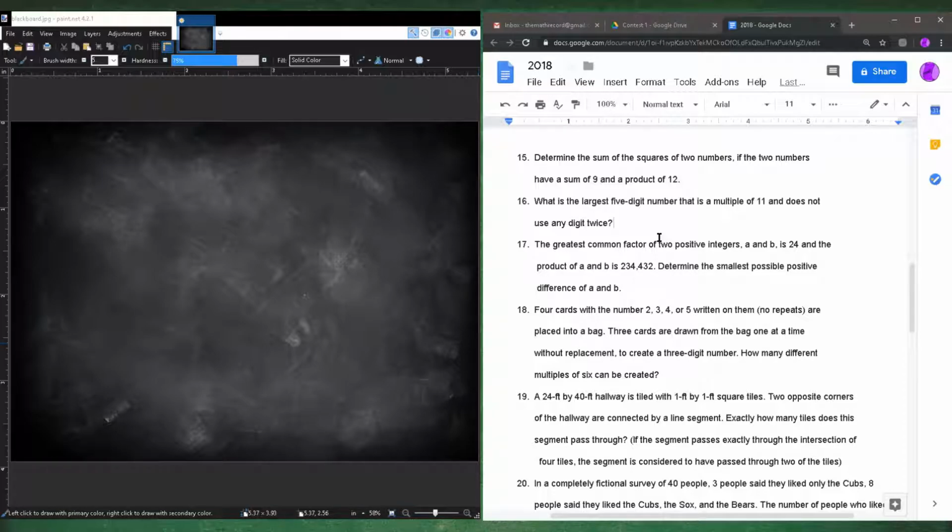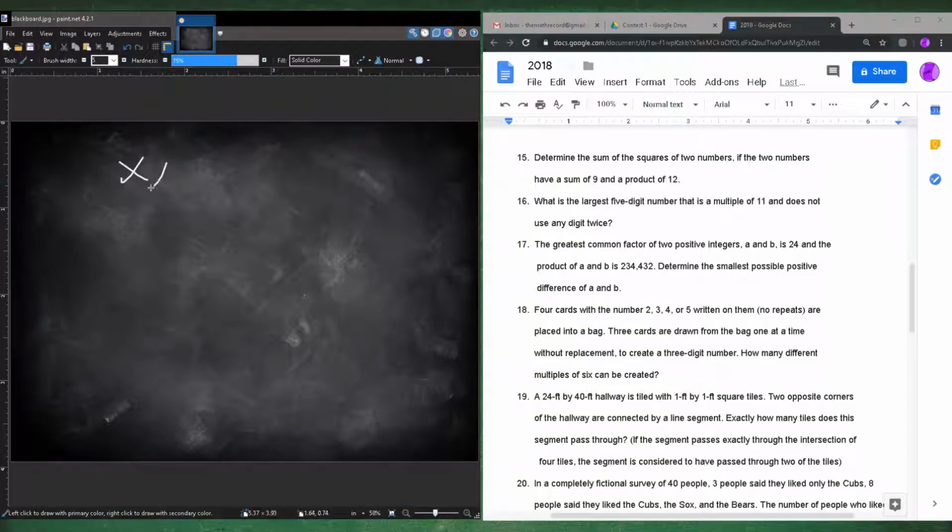So number 15's answer was 57. So that would be the way you do it. Okay, so let's try number 16 now. Number 16 is: what's the largest 5-digit number that's a multiple of 11 and does not use any digit twice?